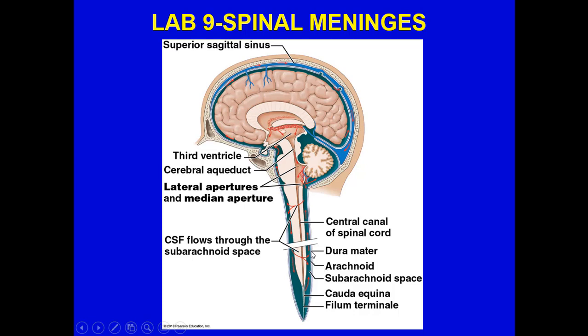You have the dura mater here. Underneath you've got the arachnoid, now you've got the subarachnoid space, and now you come down to where the cauda equina is, and you just have a lot of nerves, and you eventually have the filum terminale. That's that structure you can see right here.